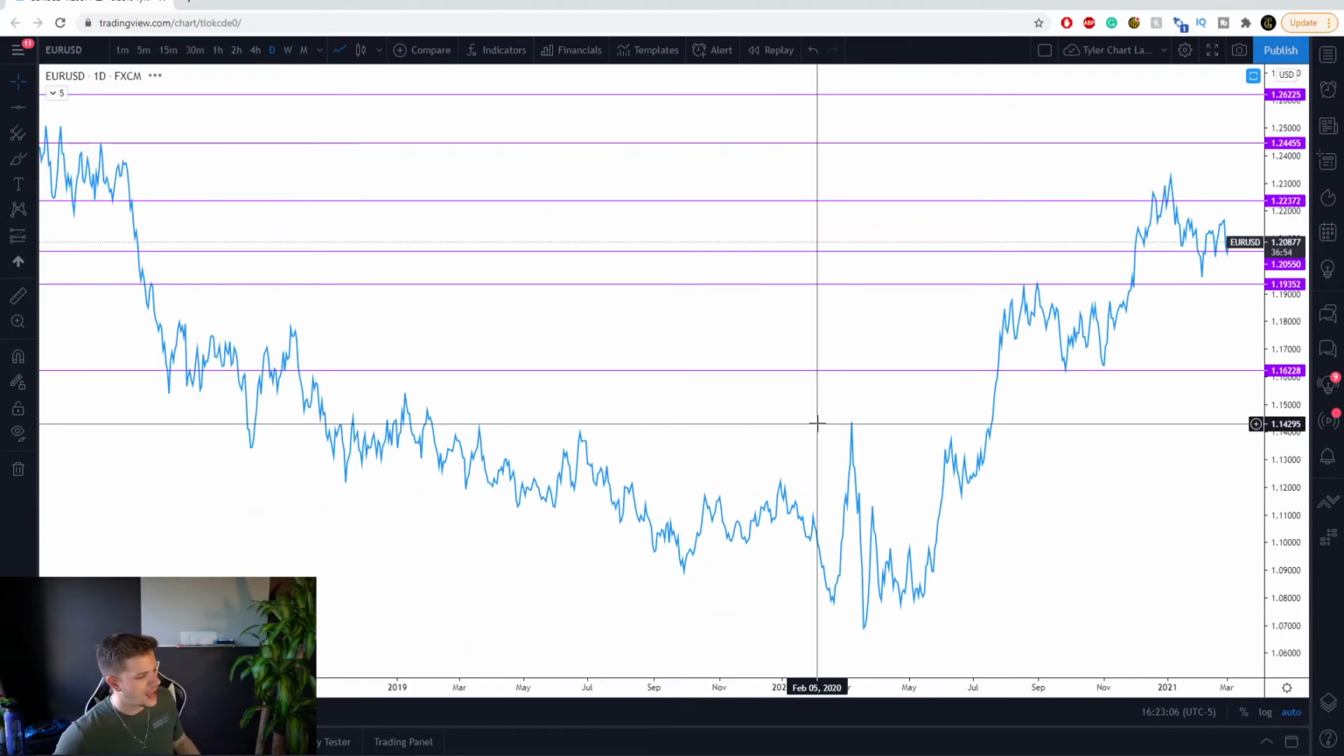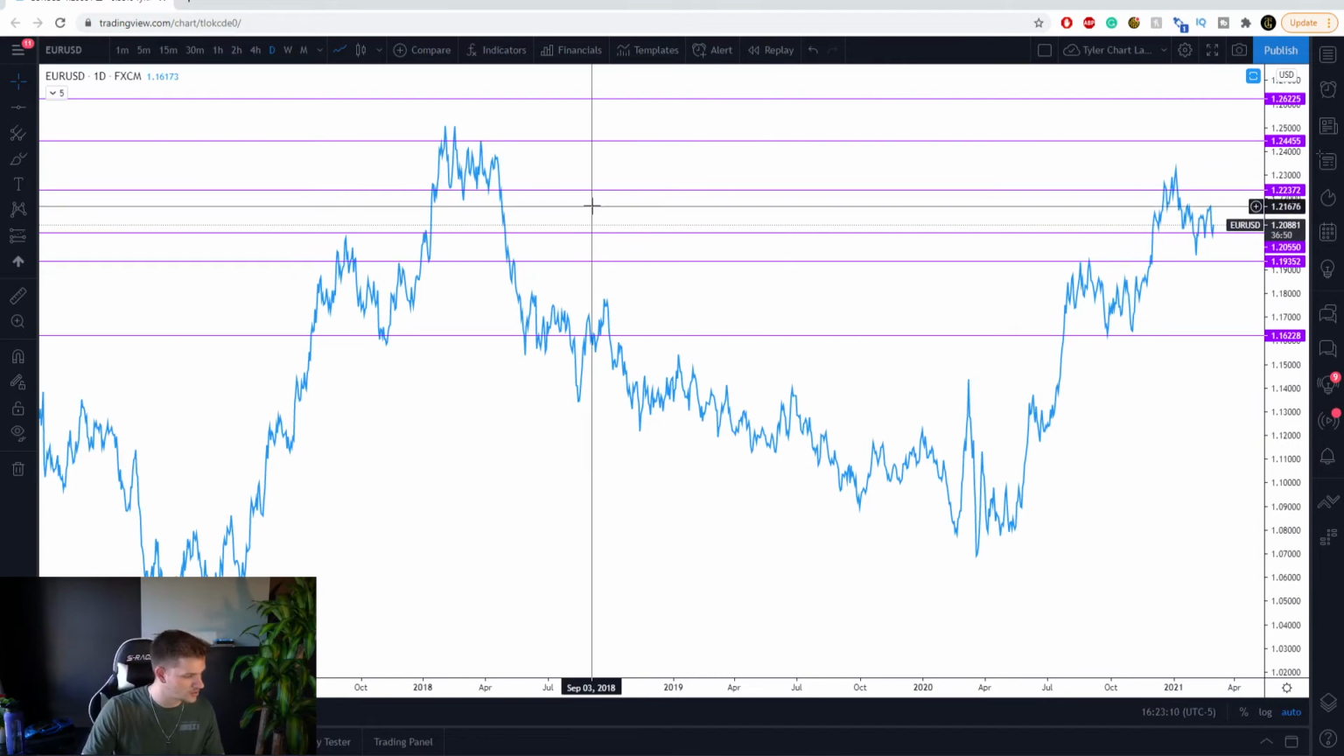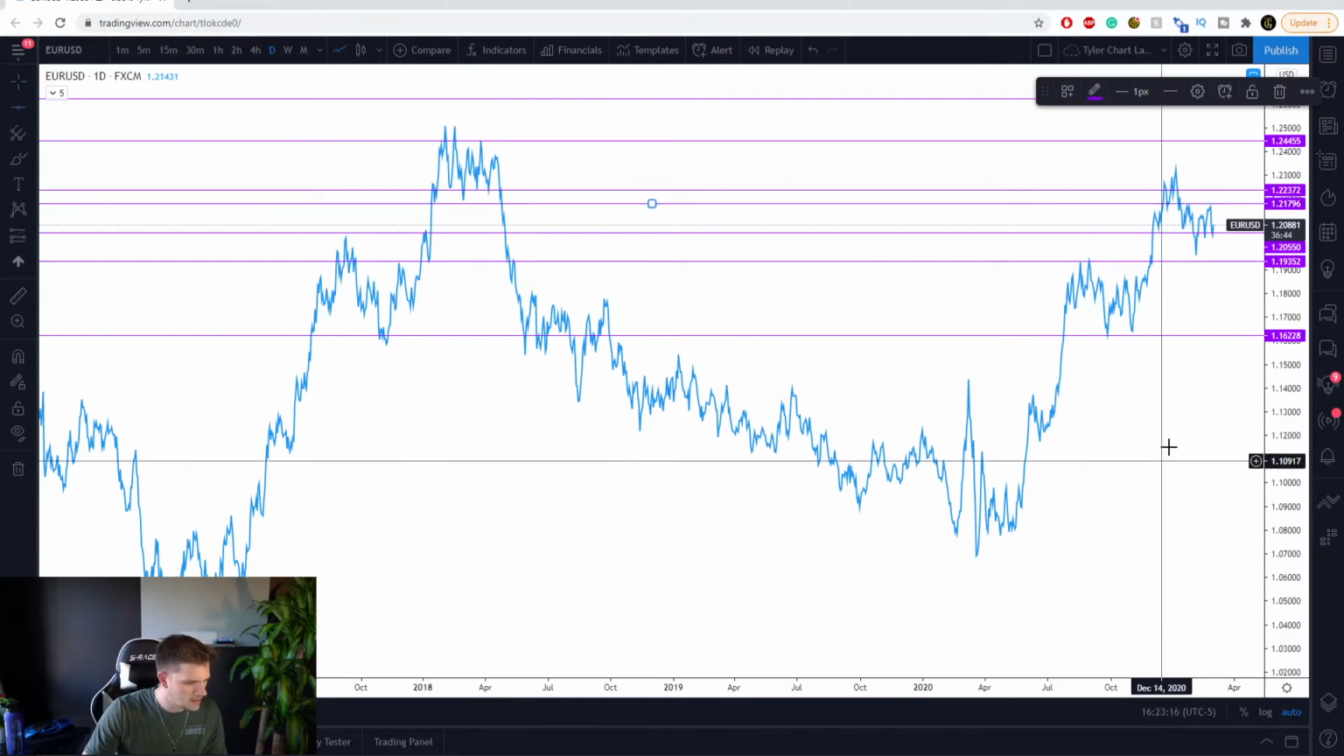Last ditch effort of finding those really important higher time frame levels. Let's see if we want to do any, maybe right there.